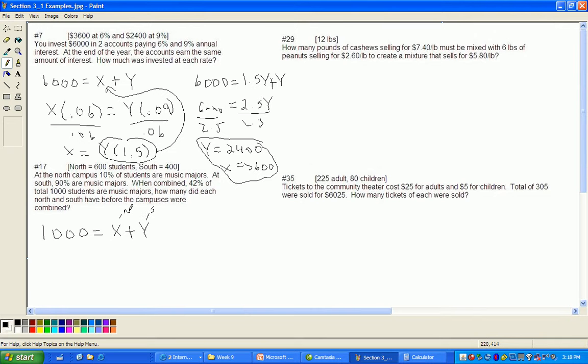Next, we know at North Campus, our music majors are 10%, so 0.10 times X, plus 90% of the students from South Campus that are music majors, equals 42% of 1,000.